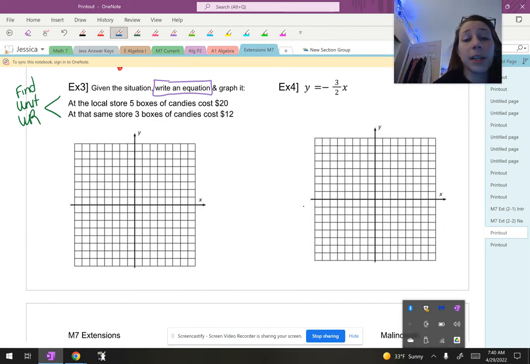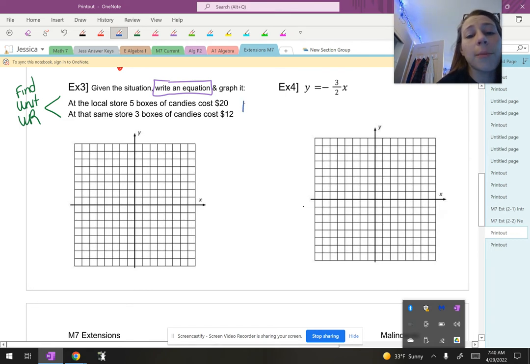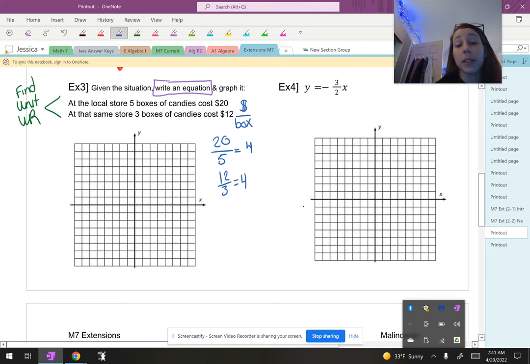So thinking about setting up a fraction division to find our unit rate, do we want to know how many dollars per box or how many boxes I can get with $1? Dollars per box is the way we want to go on that. So I'm just going to check that 20 divided by 5, which I know is 4, and 12 divided by 3, which I know is 4. So it seems to be that $4 per box is my constant of proportionality, or my constant unit rate.